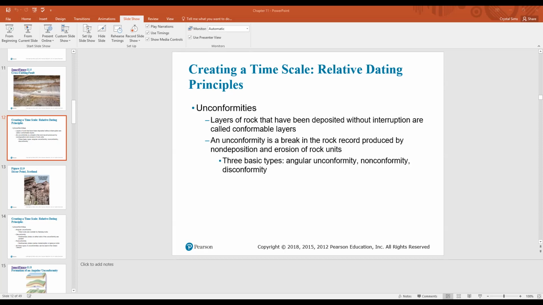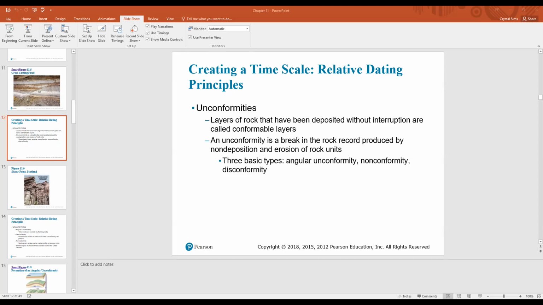There's also a nonconformity, and with nonconformities you basically are dealing not with sedimentary rocks below the unconformity surface, but instead with metamorphic or igneous rocks. And then above those you have horizontal sedimentary layers. So that's an example of a nonconformity. Okay, so angular unconformity, disconformity, and nonconformity are the three main kinds of unconformities.